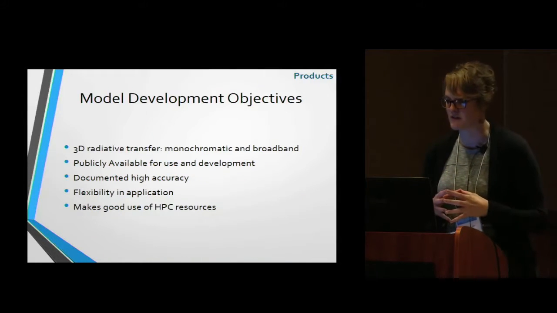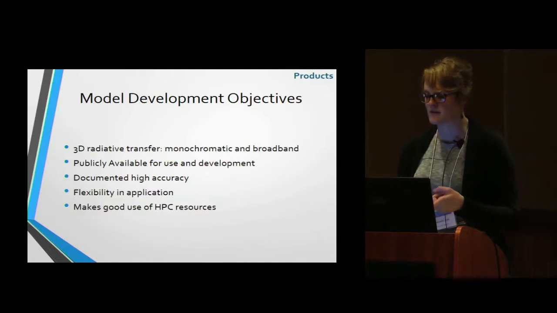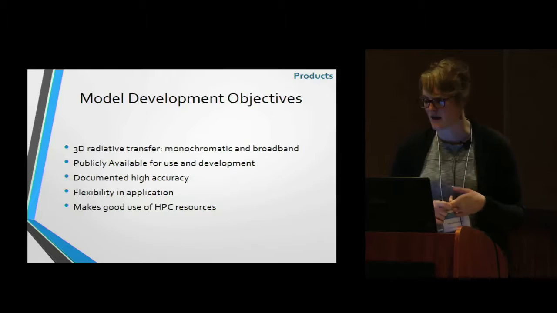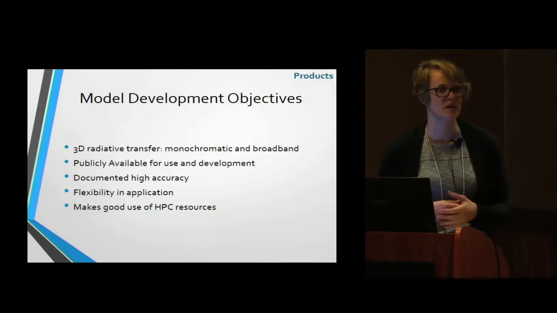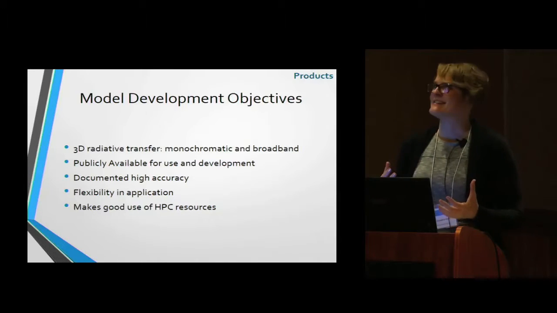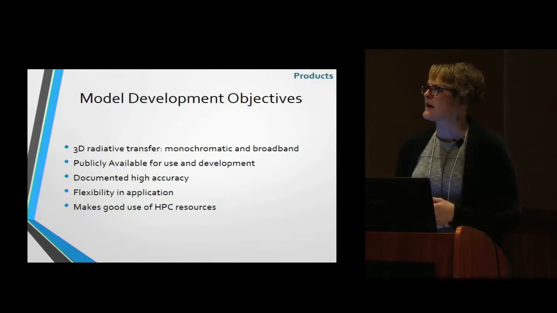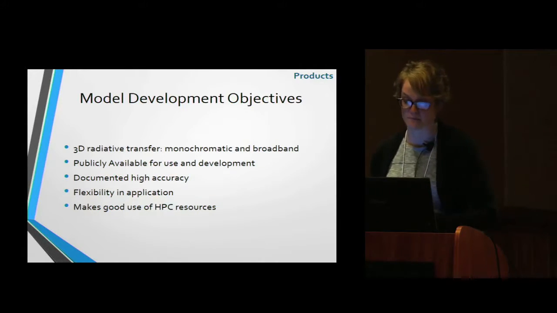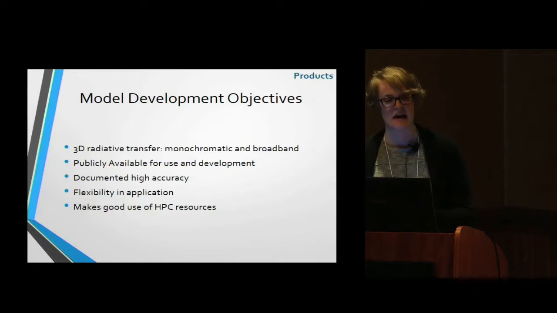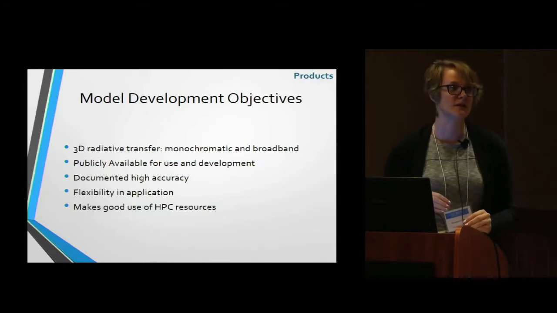So these are more specific objectives, as I already sort of alluded to. What I was going for with development was a 3D radiative transfer model that could solve both monochromatic and broadband simulations. I wanted it to be publicly available for use in development eventually because it wasn't there for me. And I wanted to give back to the community, and I think that also results in a better vetted model and less time spent reinventing the wheel, which means less time that we have to move it forward. It was also important to document the accuracy at a very high level so that it could truly be a standard of comparison for other models.